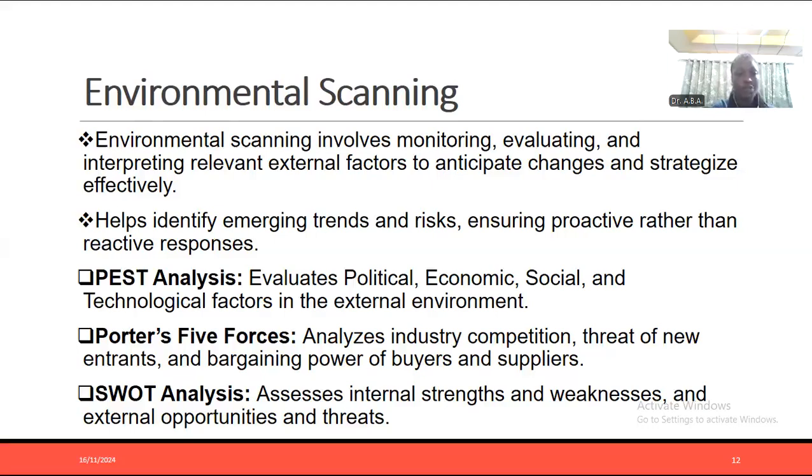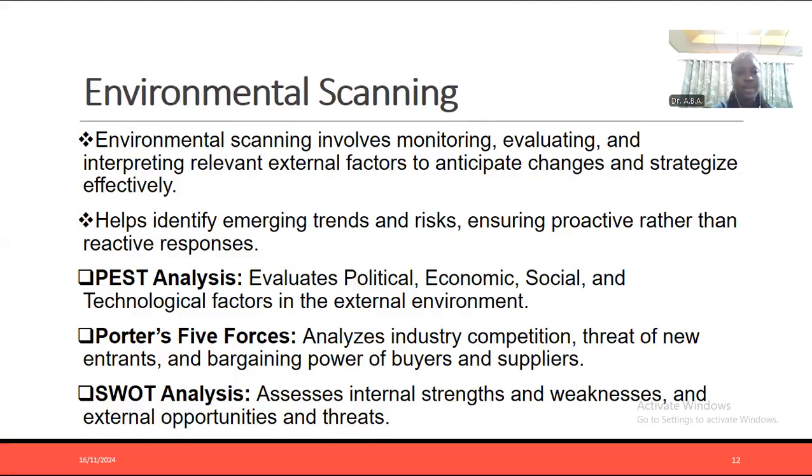Okay, so for conducting the environmental scanning, you can use a PEST analysis. We have spoken about the PEST, which refers to the political, environmental, social and cultural and technological factors in the external environment. All right. You can also use Porter's 5 Forces, which analyzes the industry competition, the threat of new entrants, and then the bargaining power of buyers and suppliers. We'll discuss this in detail as we progress, all right?